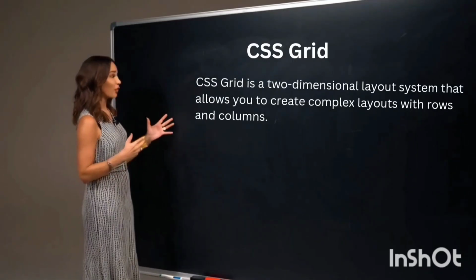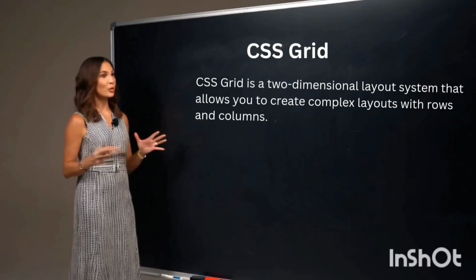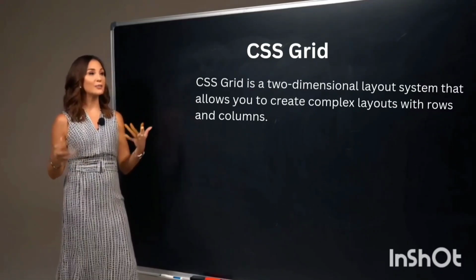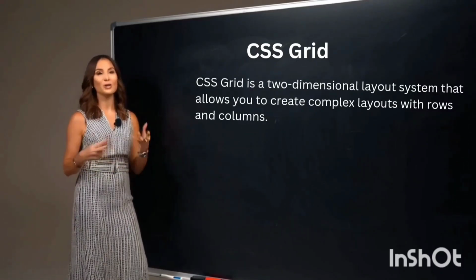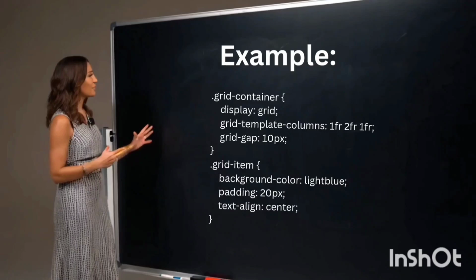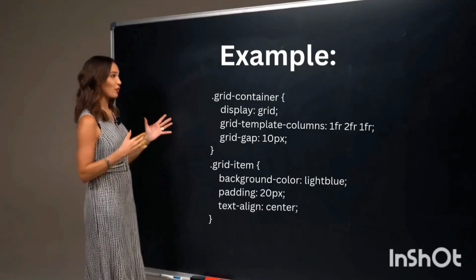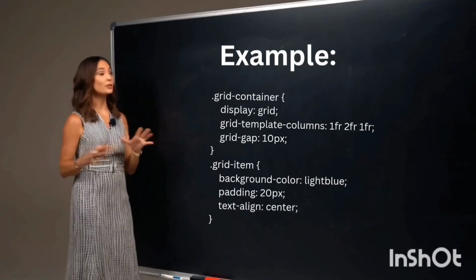CSS Grid. What is CSS Grid? CSS Grid is a 2-dimensional layout system that allows you to create complex layouts with rows and columns. See the example here. Apply different styles for the grid container and grid item.